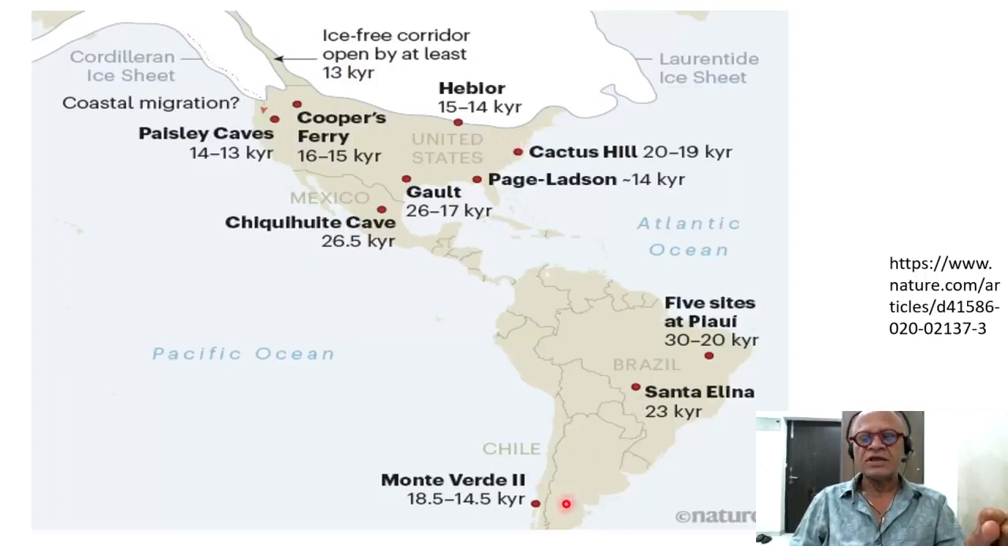So these are all the evidences: 14 to 15 kilo years ago, Cooper's Ferry 16 to 15 kilo years, the Paisley Caves 14 to 13 kilo years ago, and going south here, sites at Monte Verde, Santa Elina, and so on. So in general, it's assumed that somehow the populating of the Americas must have happened through here, because there is no evidence that people came directly across the ocean.